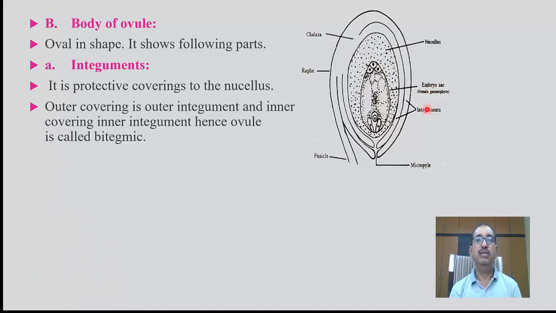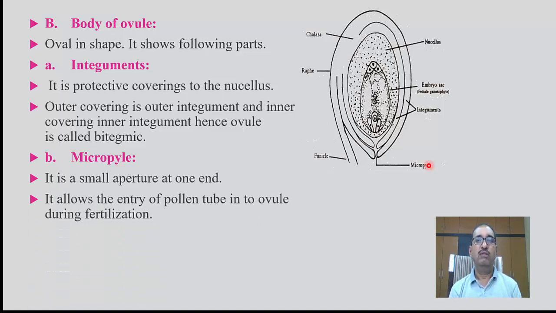Outer protective covering is called outer integument and inner protective covering is called inner integument. As two integuments are present in anatropous ovule, this ovule is called bitegmic ovule. After fertilization, these integuments are converted into seed coat. Second part, micropyle. It is a small aperture at one end of the ovule. It allows the entry of pollen tube into the ovule during fertilization.